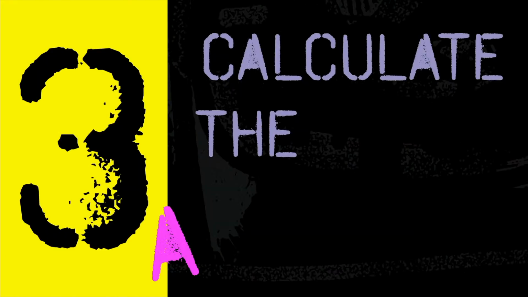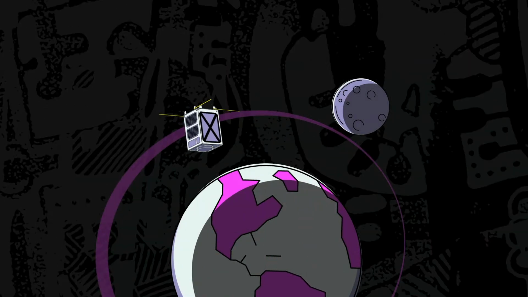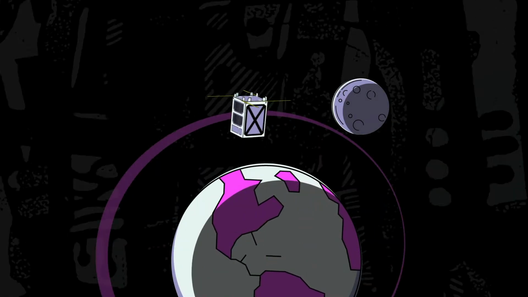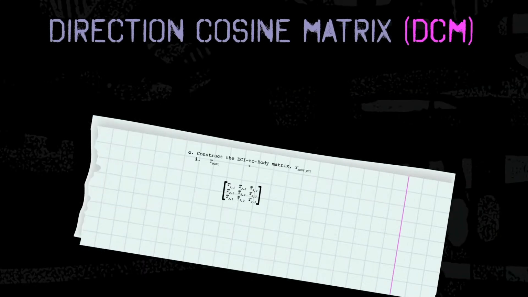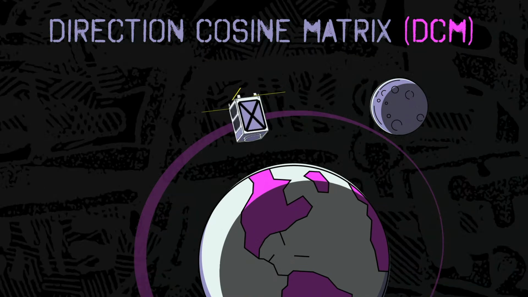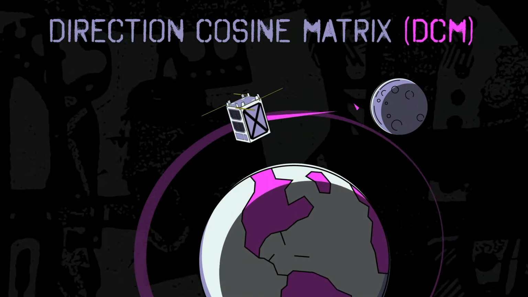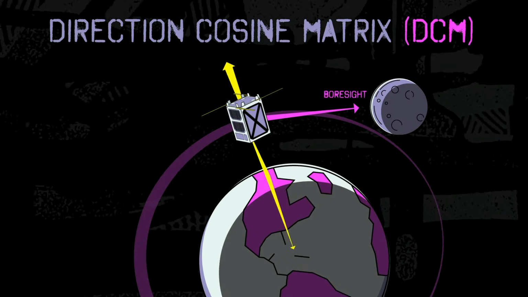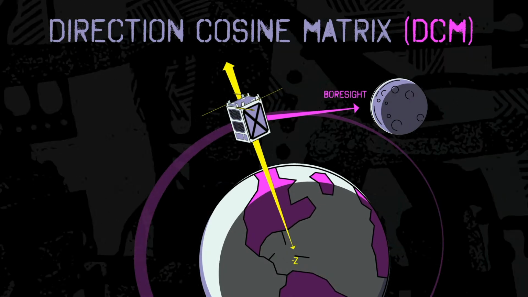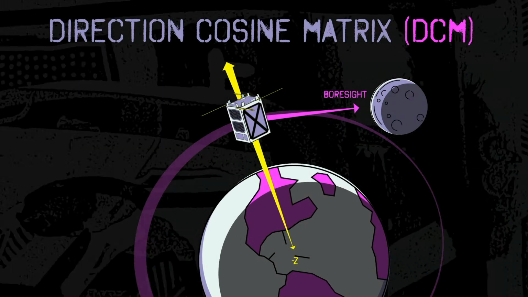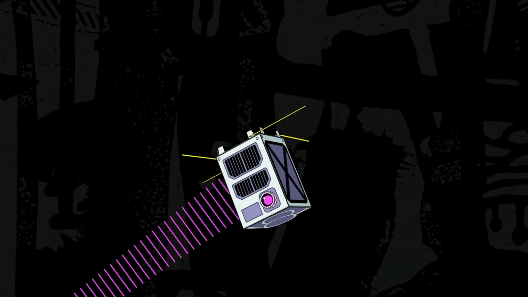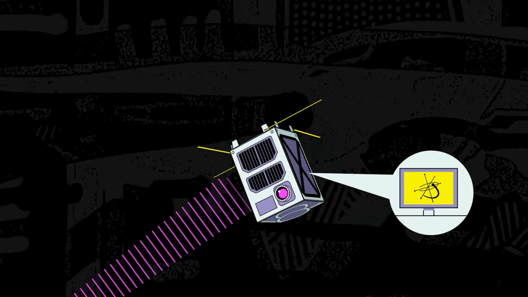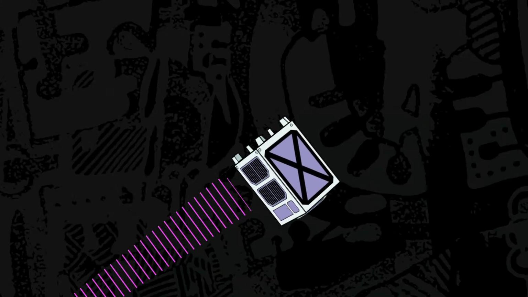The third step, calculate the attitude or the position within its orbit that the satellite must take for the camera to capture the image. This is accomplished by lots of math. Specifically, something called a direction cosine matrix, DCM, or rotation matrix. The DCM calculates a satellite attitude that points 1. the camera boresight to the moon, and 2. the satellite's negative Z vector to Earth's center, which is the attitude needed to accomplish the goal. The DCM supplies us with a specific quaternion which, when uploaded and applied to the satellite's attitude determination and control system, ADCS, moves the satellite into the desired position.